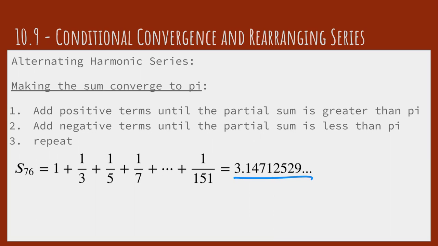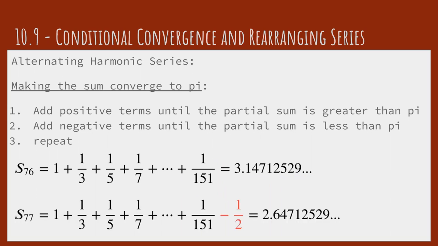It turns out that because the positive terms have gotten so small at this point, we haven't used any negative terms yet, so the next negative term is going to be -1/2. Pretty big relative to the terms that we've been adding. So we're going to subtract, and that's going to give us a sum that's less than pi. So we go from a number that's just a little bit bigger than pi to a number that's really significantly smaller than pi. And then we repeat.